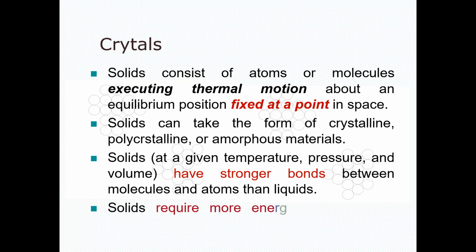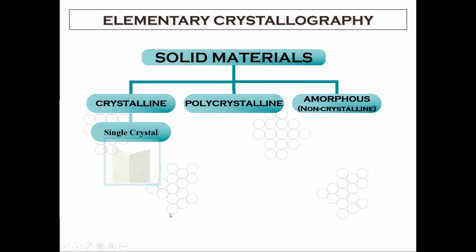So a solid requires more energy to break the bonds. Here we are saying that it has a stronger bond, and a stronger bond means that more energy is required to break the bond. That's why, in a solid material, the atoms are very closely bonded, very closely related to each other. Therefore, we need more energy to break the bonds.